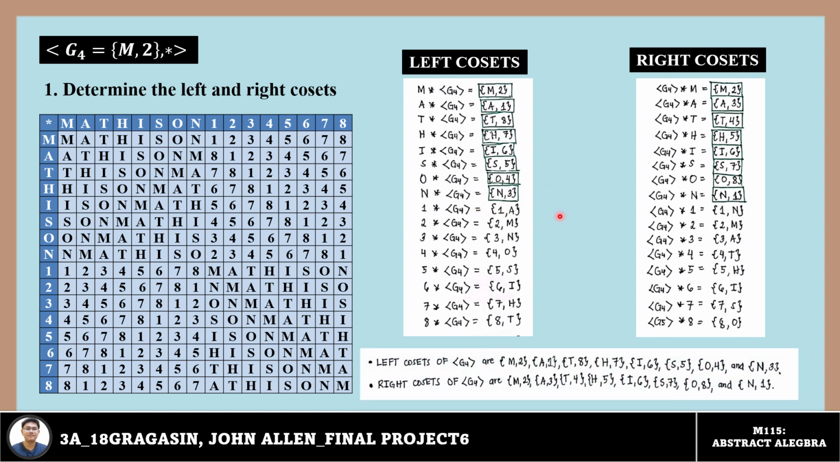And then, therefore, the left cosets of G sub 4 are M and 2, A and 1, P and 8, H and 7, I and 6, S and 5, O and 4, and N and 3. And then for our right cosets, we have M and 2, A and 3, P and 4, H and 5, I and 6, S and 7, O and 8, and N and 1.